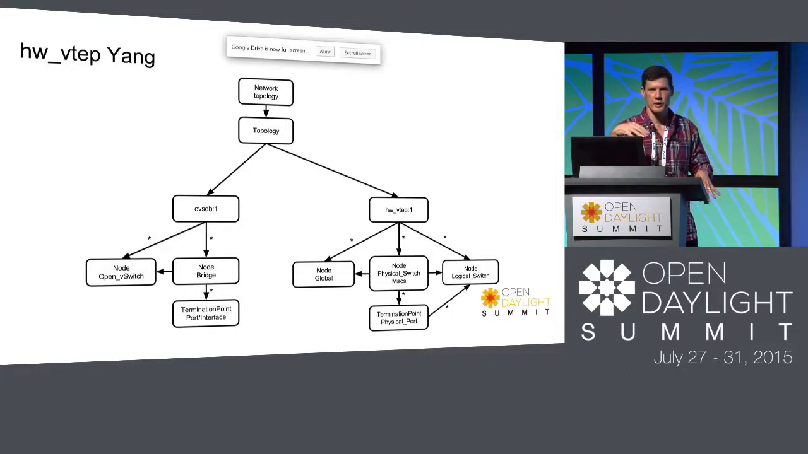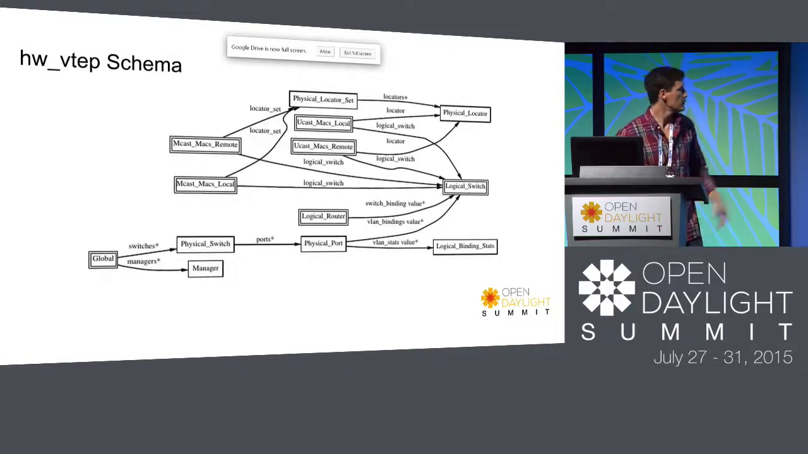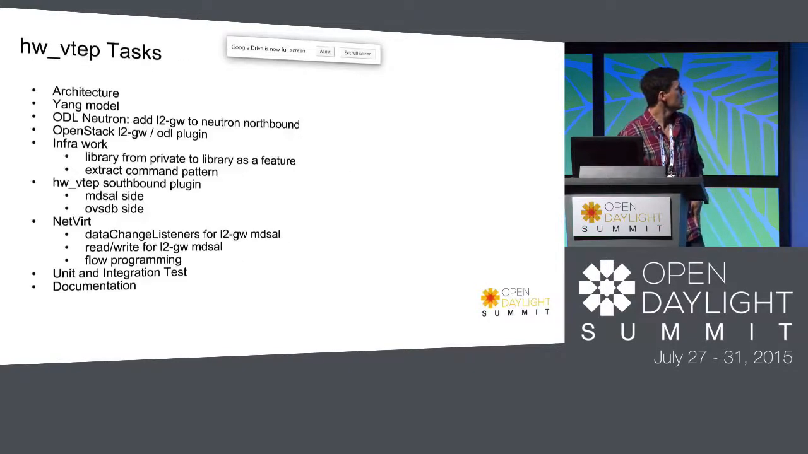That southbound plugin is what we were trying to focus in on here. You had that on your slides. I was trying to go through the work items there. We're on step two, the Yang model. The ODL Neutron and OpenStack pieces are a separate task, going on in coordination with this. Then the infra work, and then that hardware VTEP southbound plugin. That's what you're really asking about, that piece of the plugin. We figured you'd start from that Yang model. You have to have a Yang model in order to create that southbound plugin.